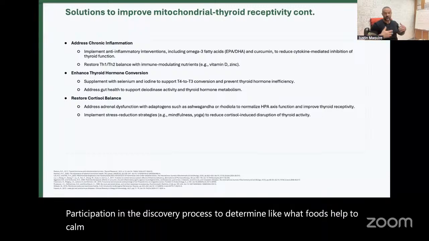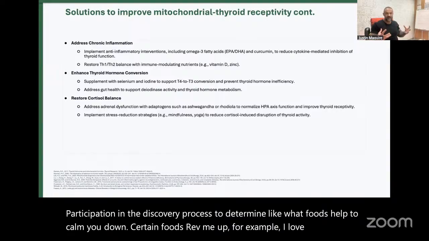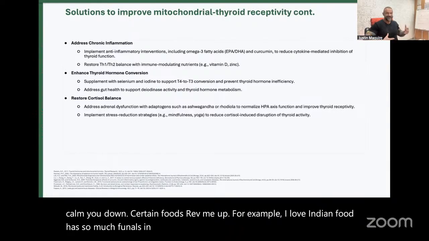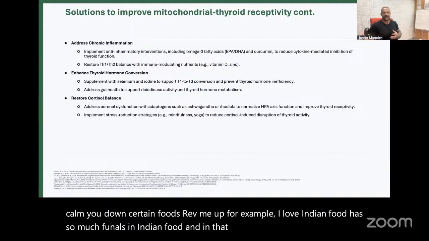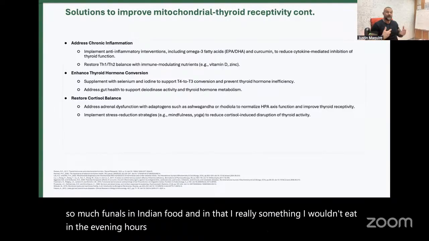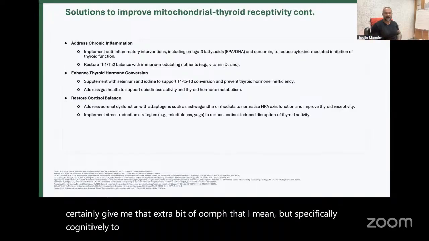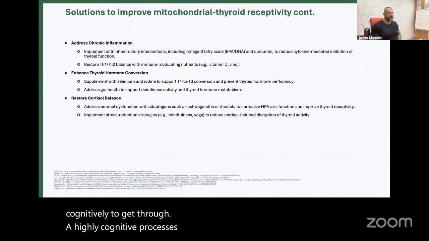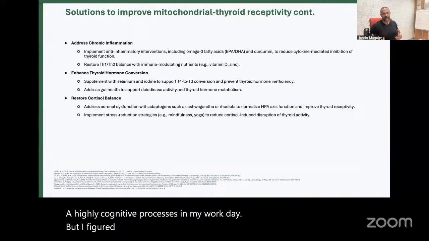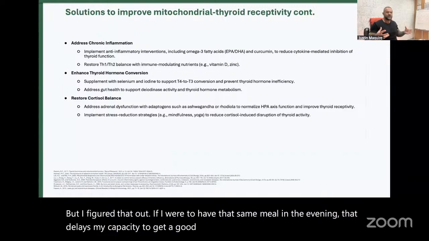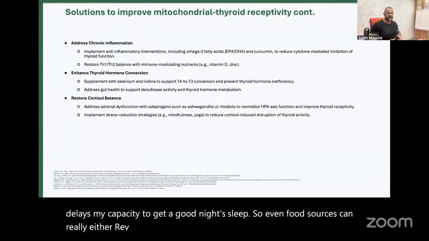Certain foods rev me up. For example, I love Indian food. There are so many phenols in Indian food, and in that, it's really something I wouldn't eat in the evening hours. I'd rather have it for lunchtime, but it can most certainly give me that extra bit of oomph that I need, specifically cognitively, to get through highly cognitive processes in my workday. But I figured that out. If I were to have that same meal in the evening, it delays my capacity to get a good night's sleep. So even food sources can really either rev the body or calm the body.